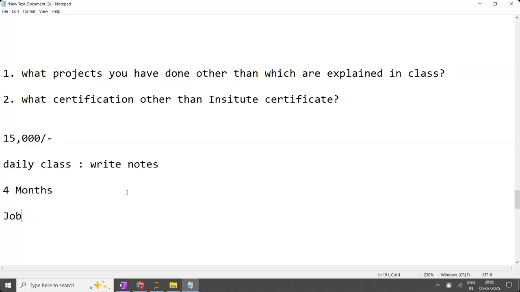Here, package is not dependent on the course fees. Package is dependent on the knowledge we are having. So just by simply paying the course fees, attending the daily class and seeing my face or the board, you will not get the job. After that, what you are going to do, that will give the job. Remember this. If you are really passionate and you are having enough time, join for this.